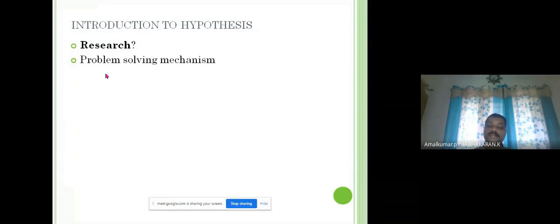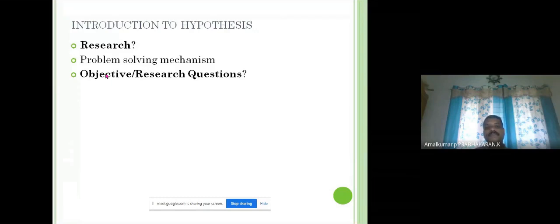Then after identifying the research problem properly, the researcher thinks about how to solve that problem. So you can keep in mind, research is a problem-solving mechanism. First, the researcher identifies the research problem, and after that the researcher thinks about how to solve that problem. How to solve that problem leads to the objectives or research questions. So the objectives or research questions are formulated by the researcher for solving the research problem.